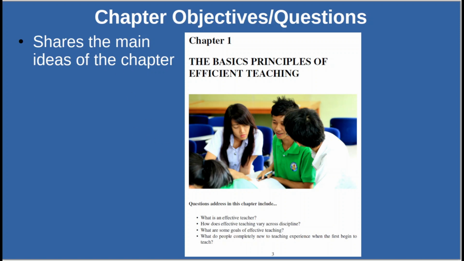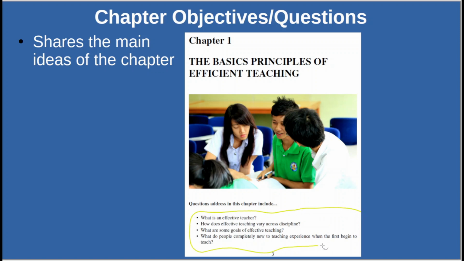The next thing you want to look at is the chapter objectives. Sometimes they're objectives, sometimes they're questions. Down here at the bottom of this particular page, whoa, that's really ugly. You get the point. Right here at the bottom of the screen, you can clearly see that we have some questions that this chapter is going to address. Again, this helps give you an idea of what to expect as you are reading. You know that you're going to be looking for answers to these questions.